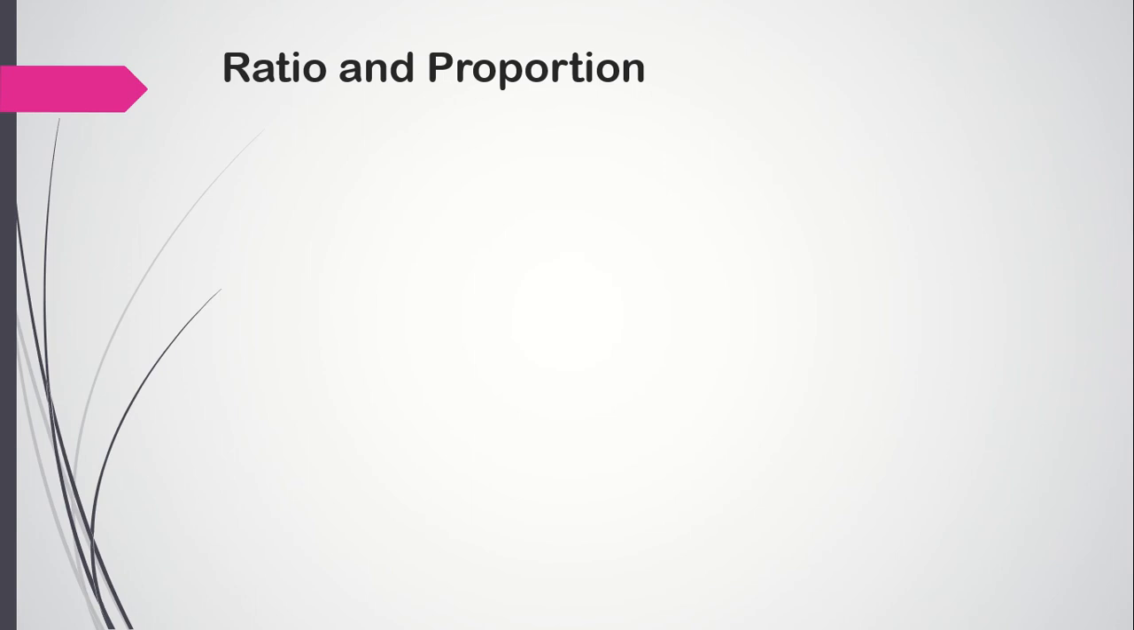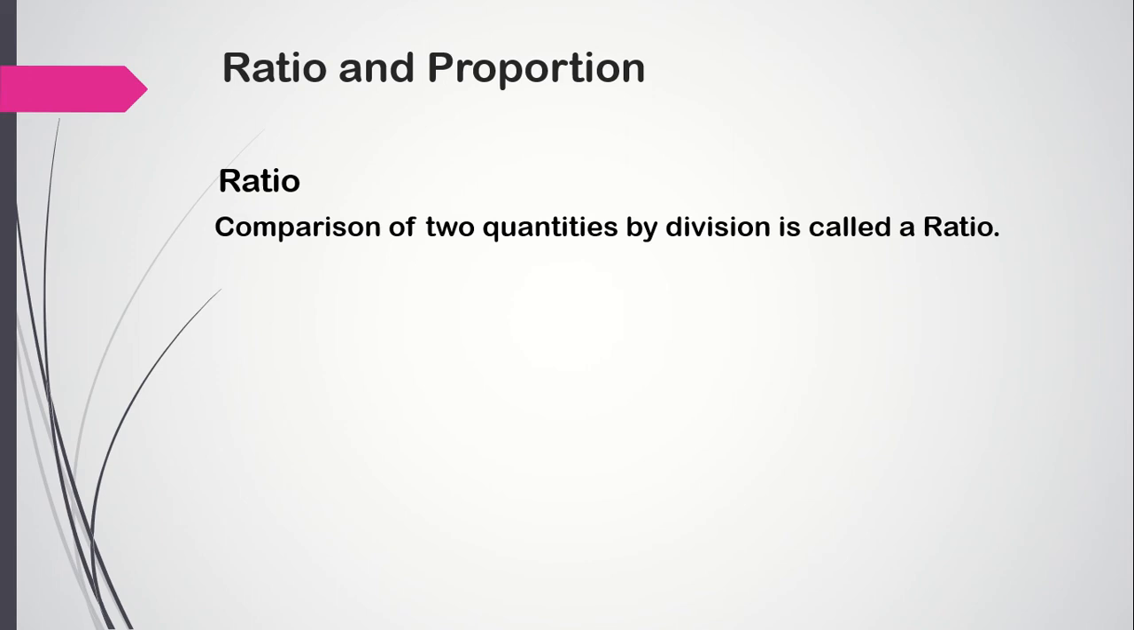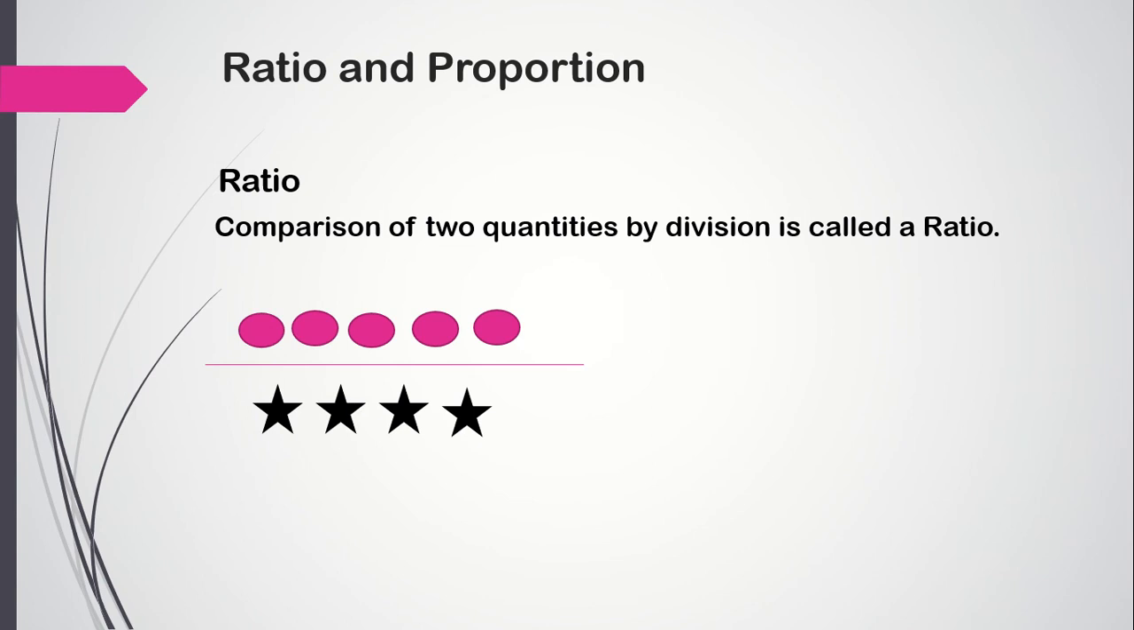Ratio and proportion. Let's understand what is meant by a ratio first. Comparison of two quantities by division is called a ratio. So any two quantities when they are written in the form of numerator and denominator, it is called a ratio. This can be written as 5 upon 4 and it is read as 5 is to 4. It is also written with two dots in the middle and pronounced as 5 is to 4.